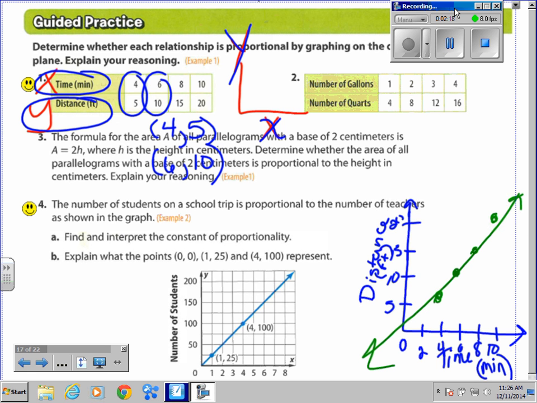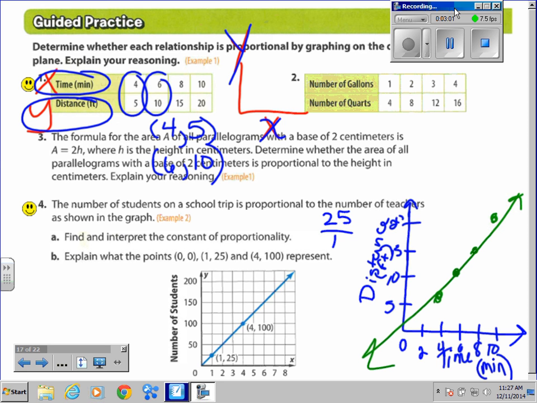It says the number of students on a school trip is proportional to the number of teachers as shown on the graph. So we already know it's proportional. Find and interpret the constant of proportionality. Remember, the constant of proportionality we said is 1, r. So whatever r is, or whatever the y value is, when the x value is 1, is going to tell you what your constant of proportionality is. So what is the y value when x is 1? Who can tell us? 25. So your constant of proportionality, I would write it as 25 over 1.